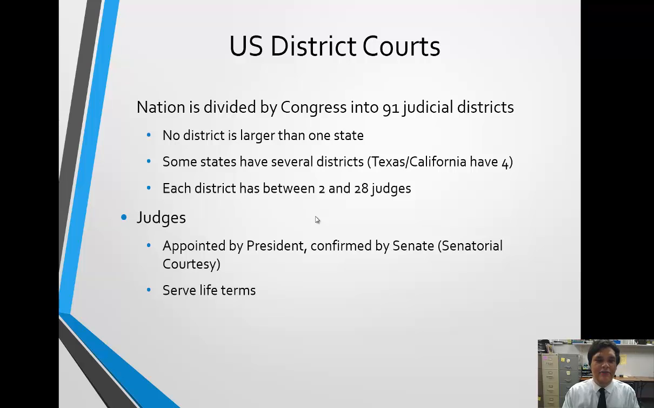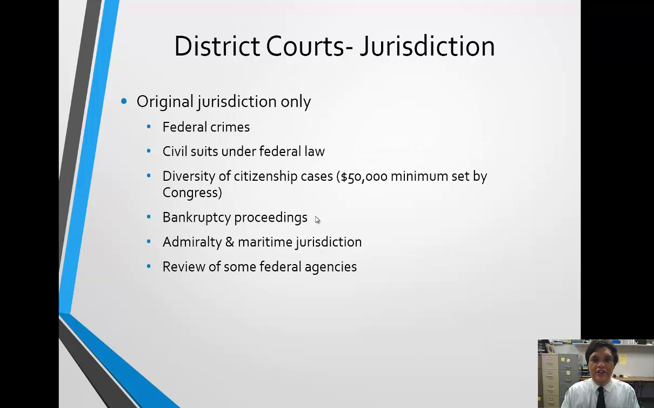I guess that is a particular option as well. So those are the district courts. District courts have original jurisdiction only. Remember the courts of appeals? They have appellate jurisdiction only. District courts are unique because they have original jurisdiction only. They never hear any cases on appeals.